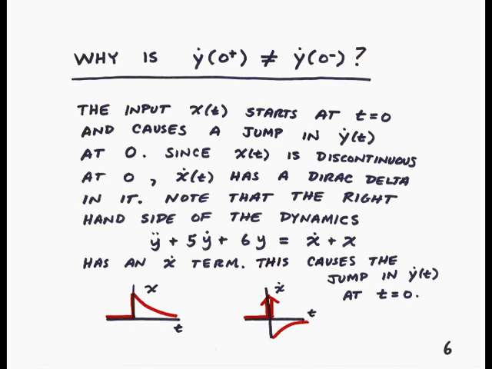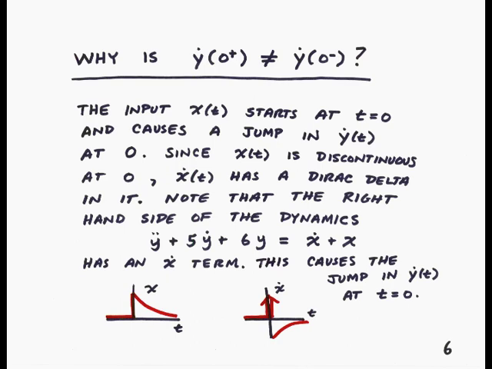There's no contradiction here. It's because of the input. The input starts at t equals 0, and the input, x of t, equals e to the minus 4t u of t, has a jump in it at time 0. Now that jump causes the jump in y dot at time 0. So y dot is discontinuous between time 0 minus and time 0 plus. Now, if the differential equation did not have an x dot on the right-hand side, this discontinuity would not appear. But because it does appear.